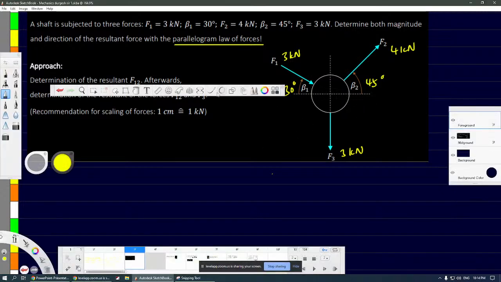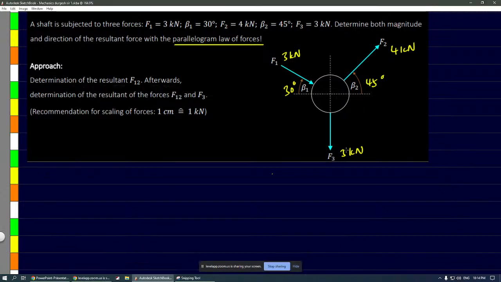So here what we have to do is, let's take F3 and F2 first. The parallelogram formed will be like this, correct? And the resultant will come out like this, right? Because both the forces are going away, this will also go away. And then we have to use the parallelogram law for these two forces, F1 and this resultant.